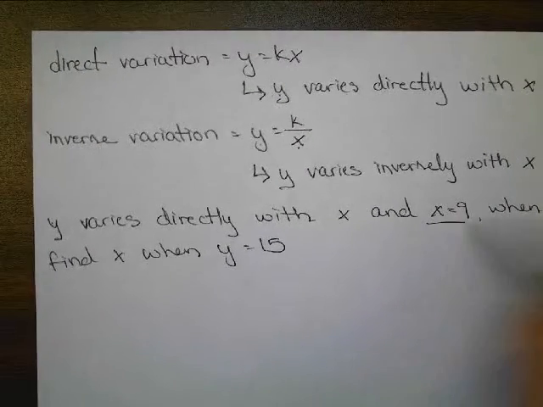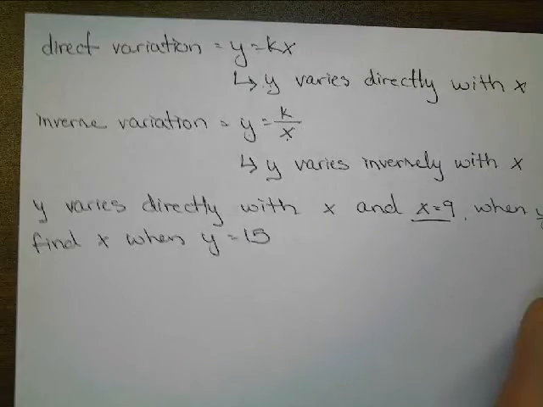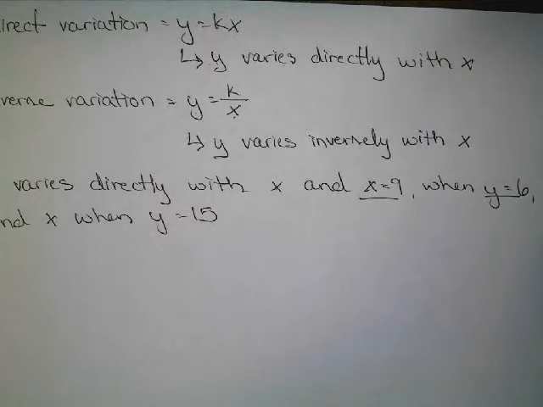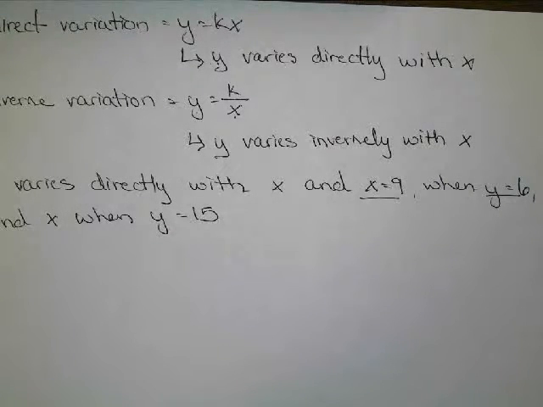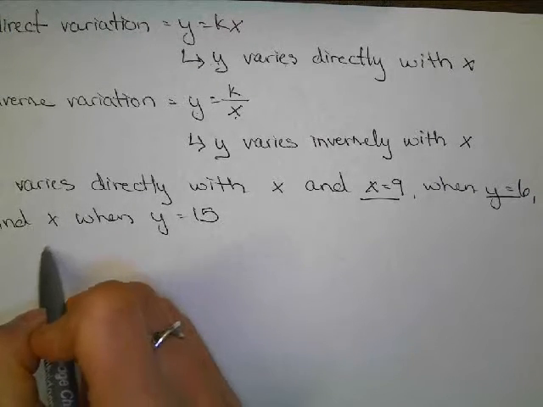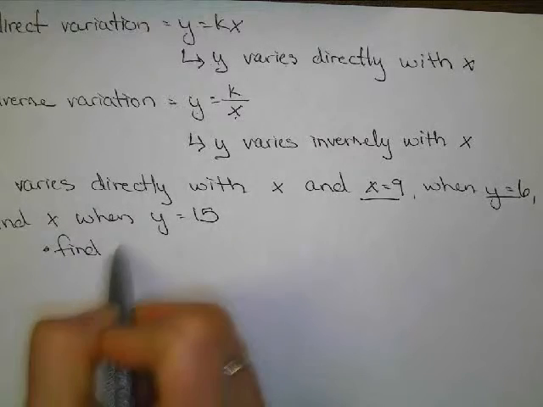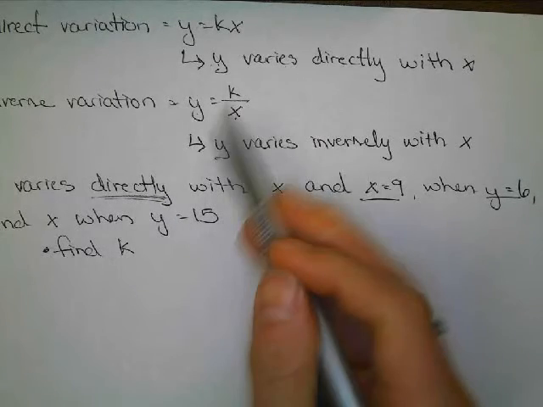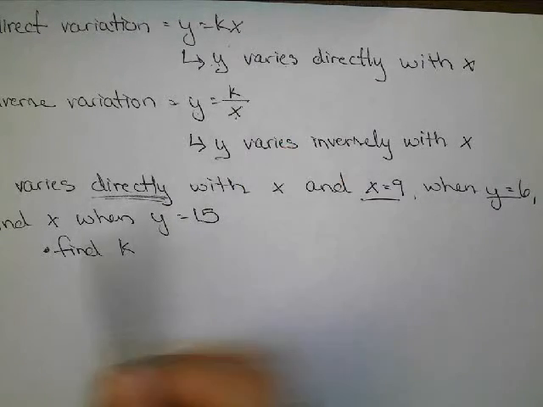So to set this up, they give me x and y first. If they give me x and y, then we need to find k. So first thing we're going to do is find k. Again, I know we're varying directly, so I'm going to use this first formula up here, y equals kx.